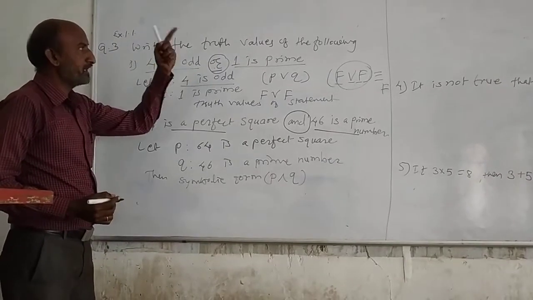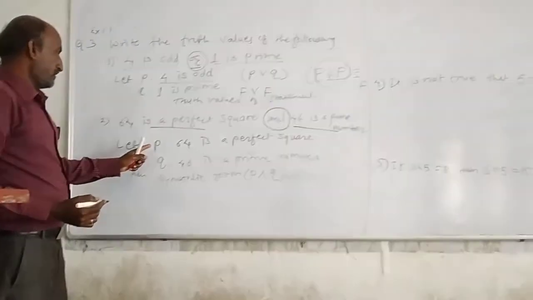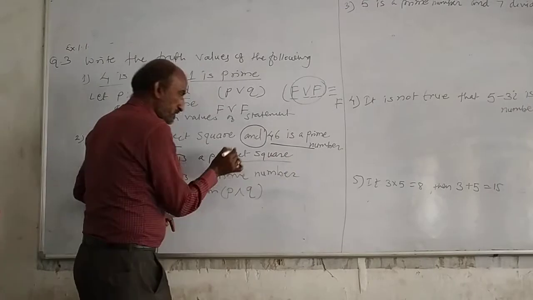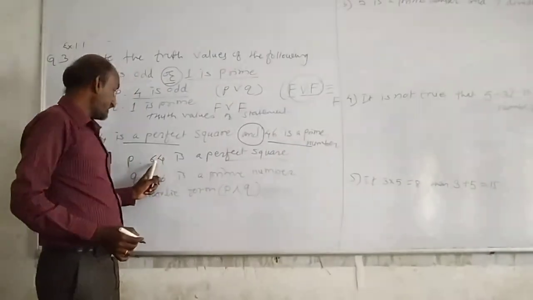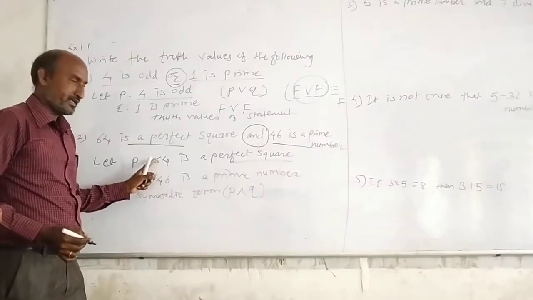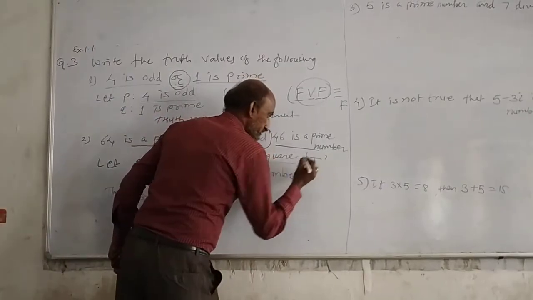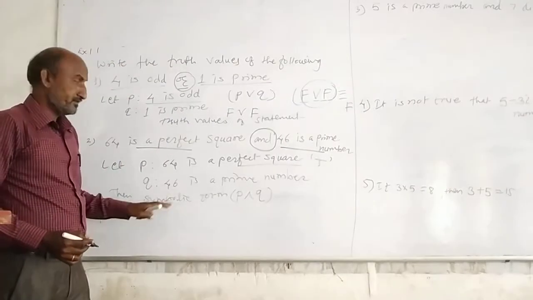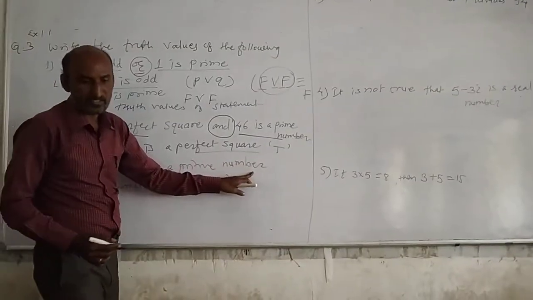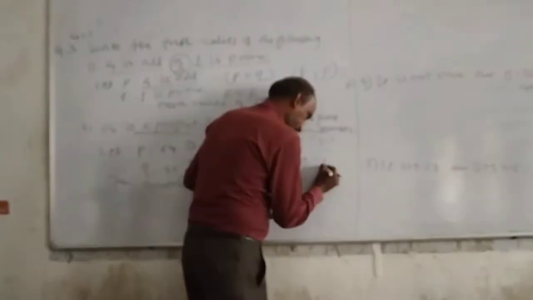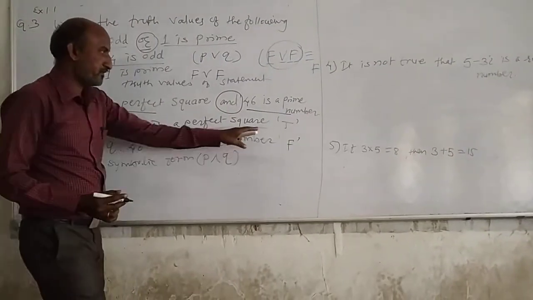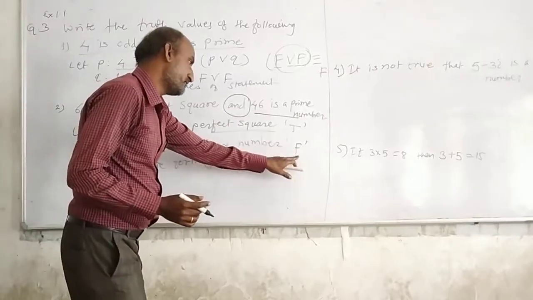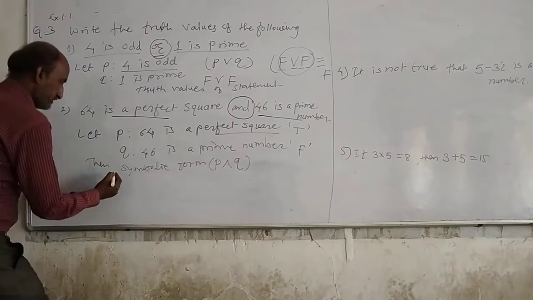Then find the truth values of the given statement. First consider that 64 is a perfect square. Is this statement true or false? 64 is the square of 8, so that is true. Second, 46 is a prime number. Then the second statement is false. The value of the first statement is true, the value of the second statement is false.